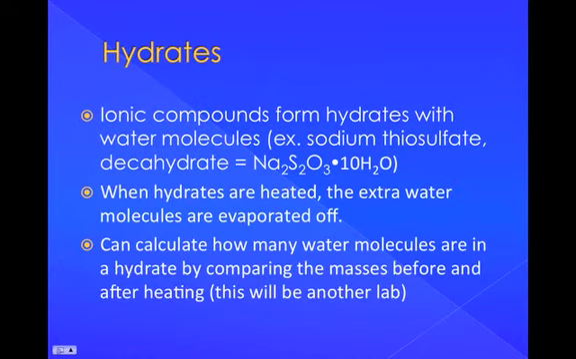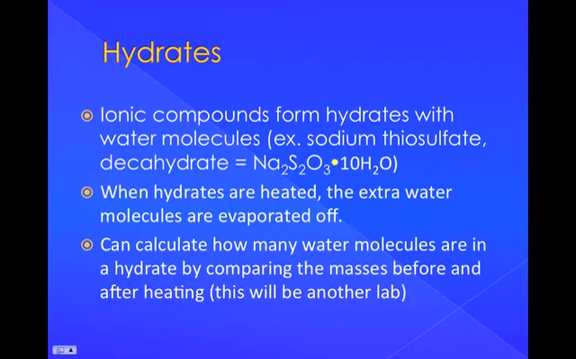A hydrate is a type of compound, an ionic compound, where you have water attached to it. The formula is written with the formula of the ionic compound and then this lovely little dot and then however many water molecules are attached to it. When you heat a hydrate, the extra water molecules are evaporated off and then you're left with the anhydrate. So you can use this information to calculate how many water molecules are in a hydrate by comparing the masses of the anhydrate after heating to the mass that you started with, the hydrate, before heating.